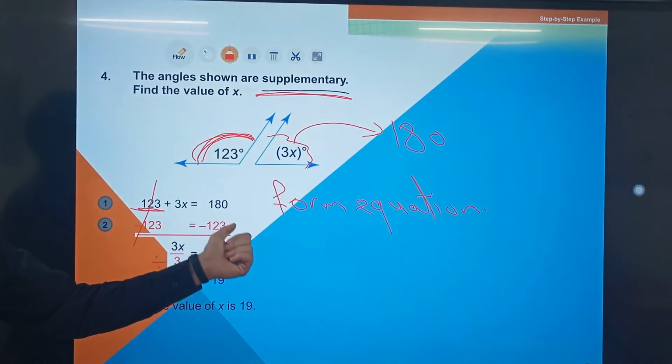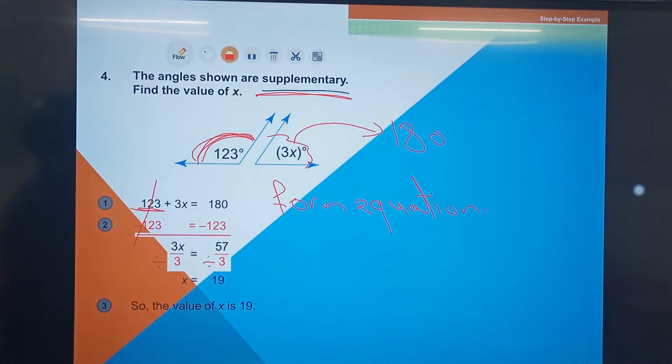So we will subtract 123 from both sides. And after that, cancel this with this, because I do the subtraction for this. So we will make the subtraction, or adding negative 123, for this reason. After that, I will divide both sides by 3.